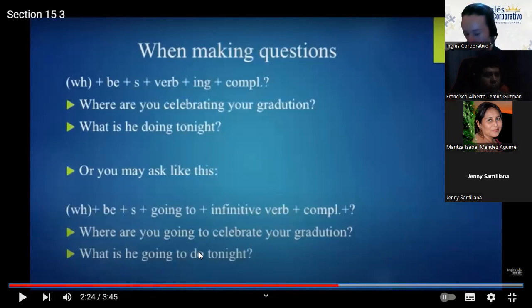Bueno, y esta es la parte de las preguntas. La parte de las preguntas que estábamos diciendo. Tenemos las yes no questions, and you also have the WH questions, so you can get information from this.